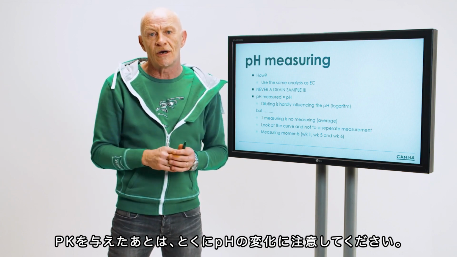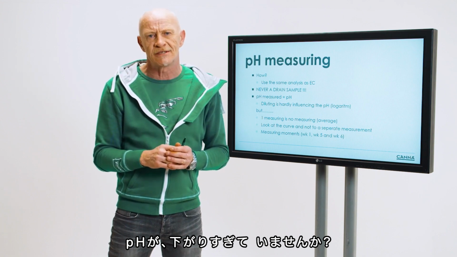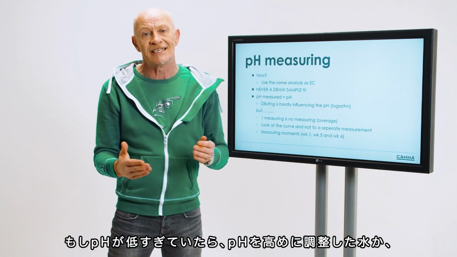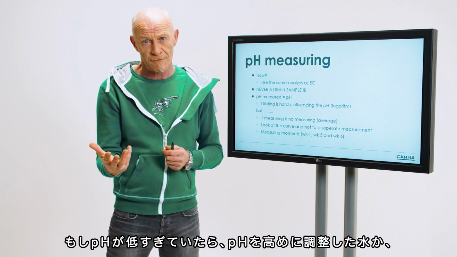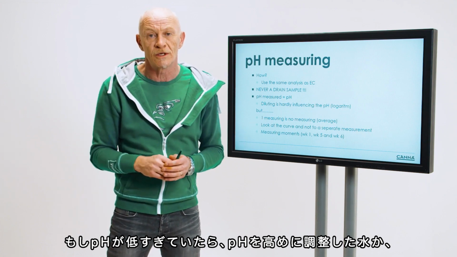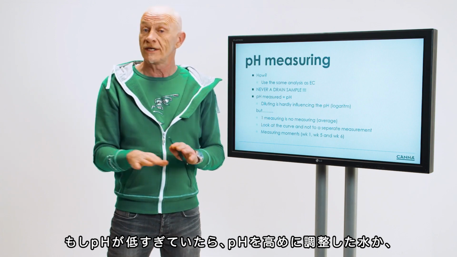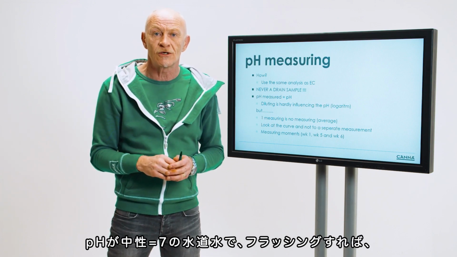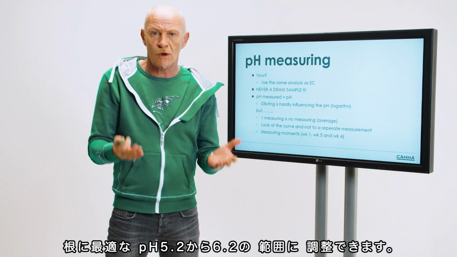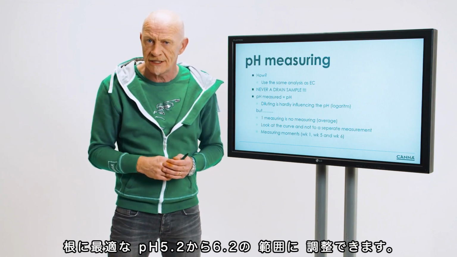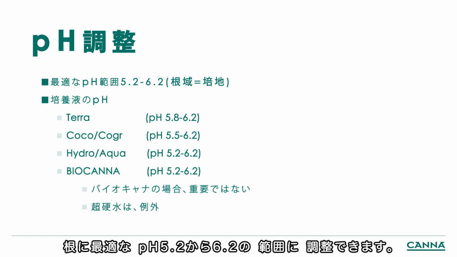Is the pH already low, yes or no? Because in that case you can give a flush with pH controlled water, so the number what it should be, or you don't control the pH of the water, so you give a high pH 7 to compensate the low pH in the substrate. So the ideal pH for the root zone is between 5.2 and 6.2.